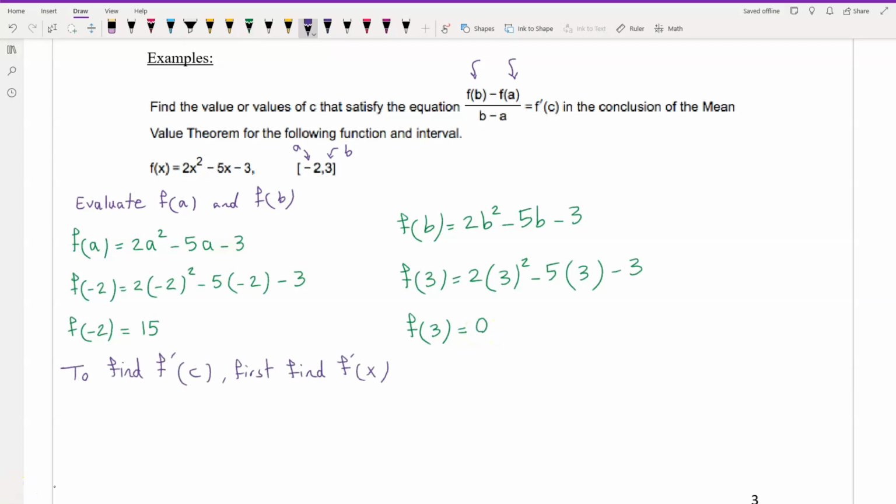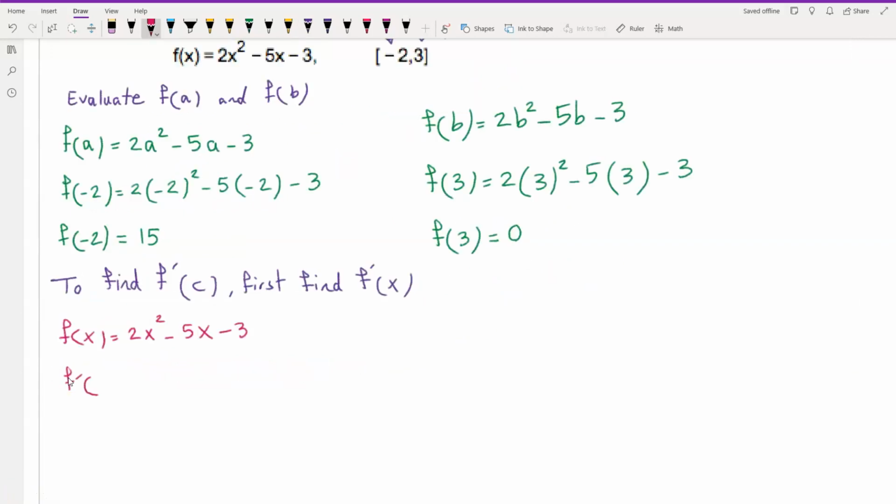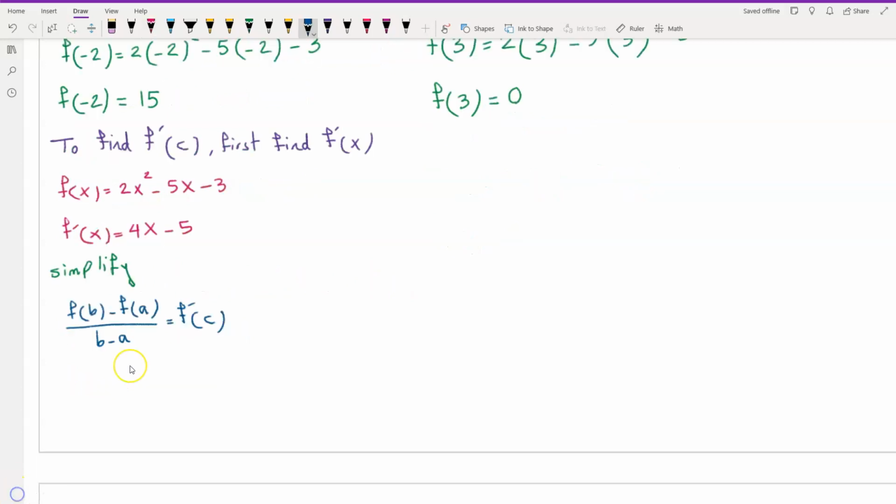The next step, we have to find f prime of c, but first we have to find f prime of x. So f prime of x is equal to 4x minus 5. Now we have to simplify f of b minus f of a over b minus a equal to f prime of c. So what we had for a and b and f of a and f of b here on top.